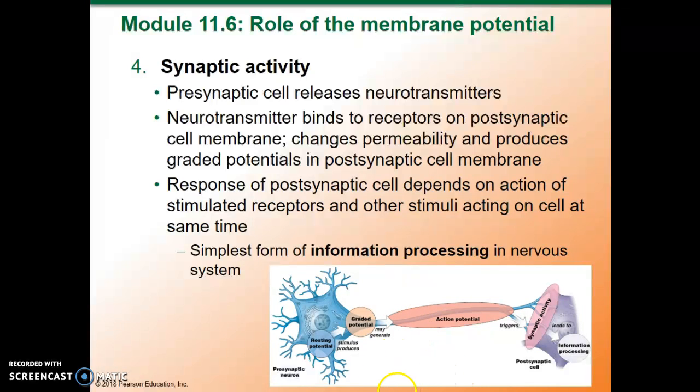So you might have 1,000 presynaptic neurons synapsing on a single postsynaptic neuron, each one releasing different neurotransmitters. And the end result, whether a nerve impulse is stimulated to go or if it stops, is determined by processing at that postsynaptic neuron.